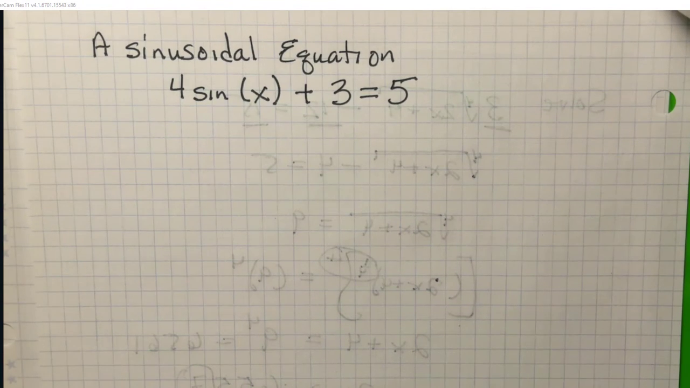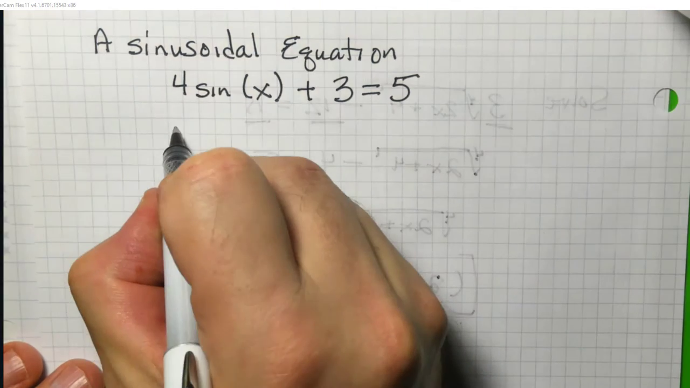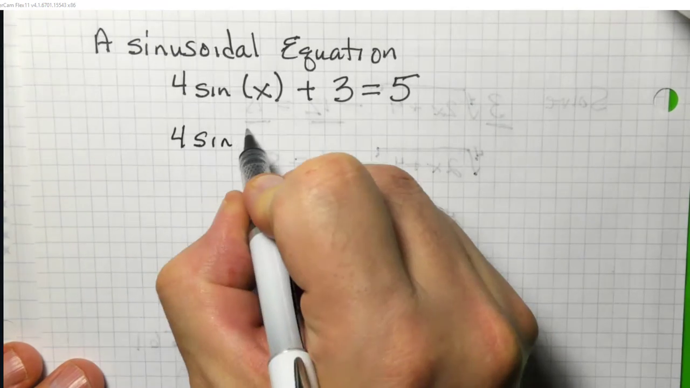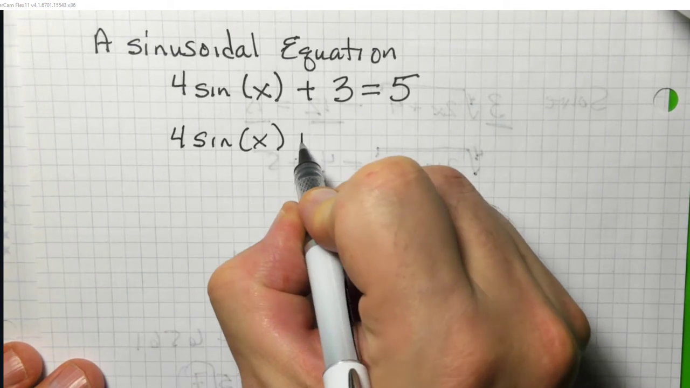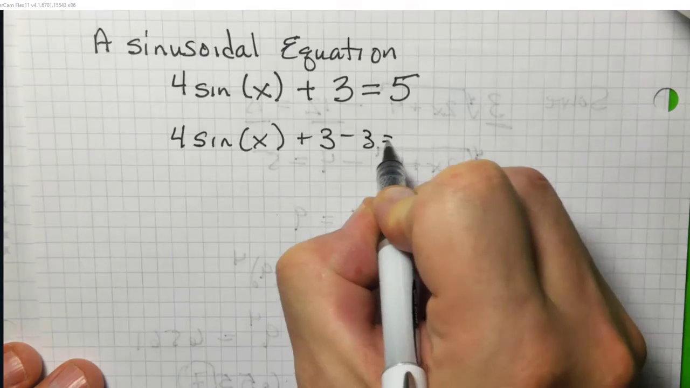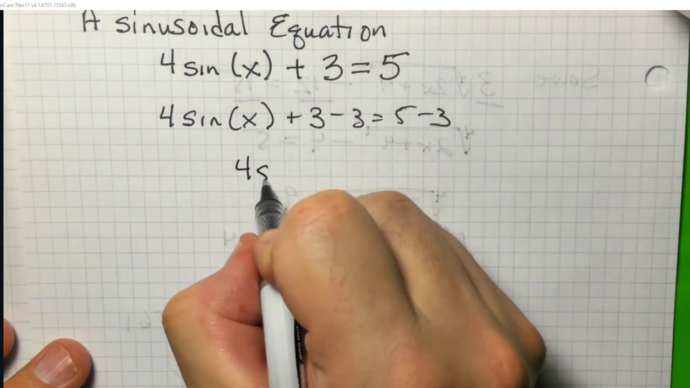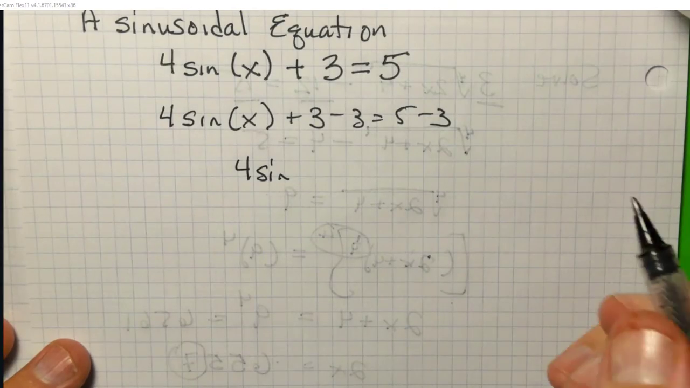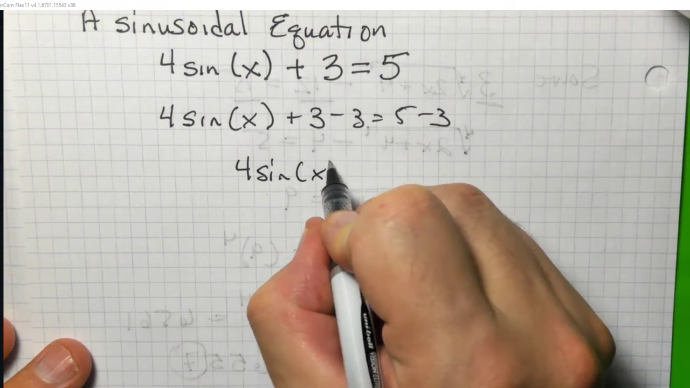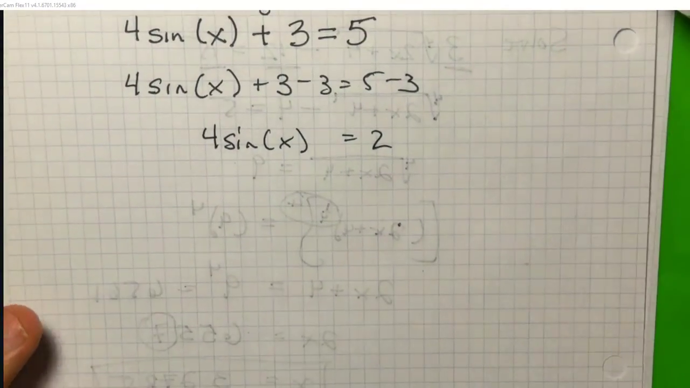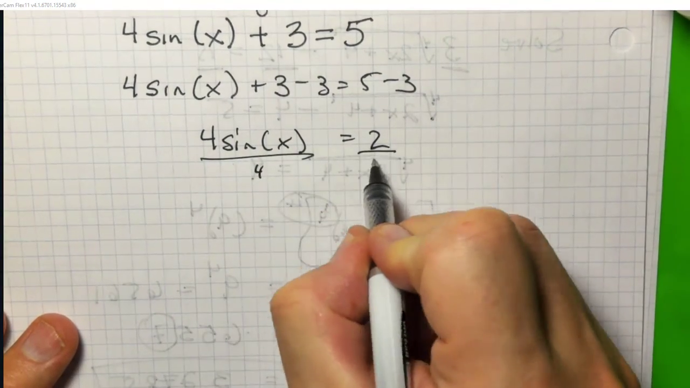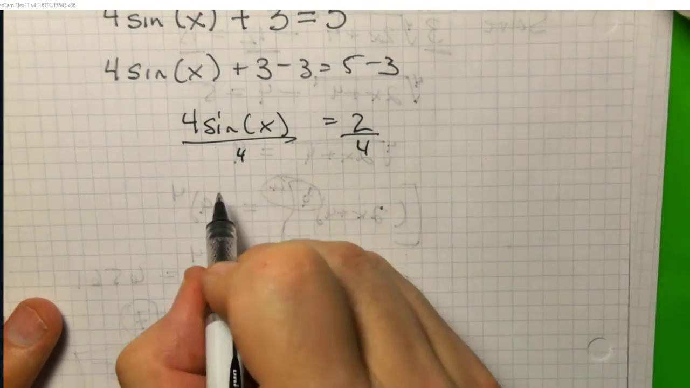Now I would like to take a look at a transformed sinusoidal equation. So I'm going to begin by subtracting 3 from both sides, or adding -3 to both sides. That's the subtraction property of equality, as you all know. Then I'm going to divide both sides by 4, or multiply both sides by 1/2.